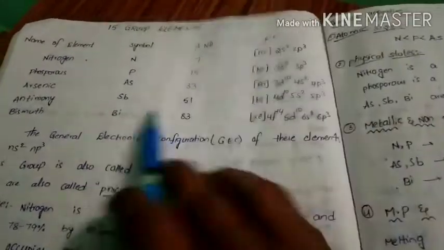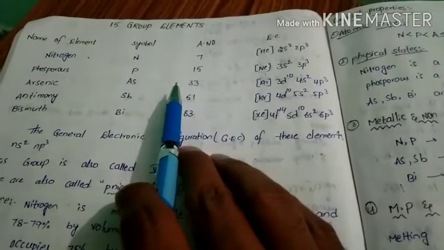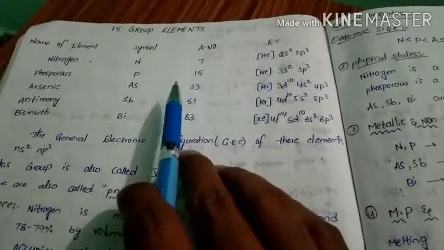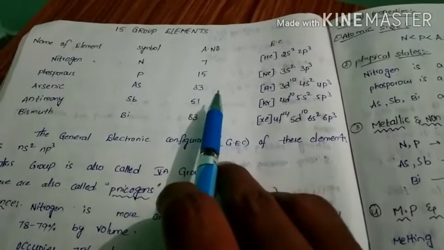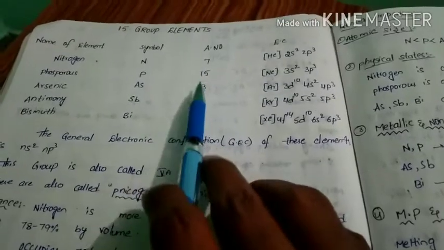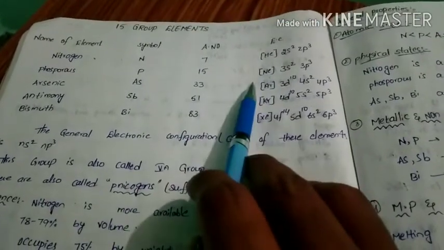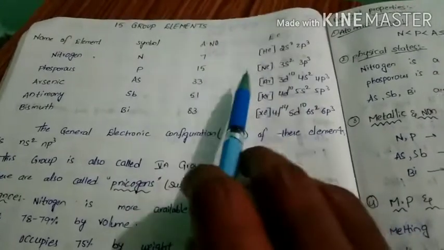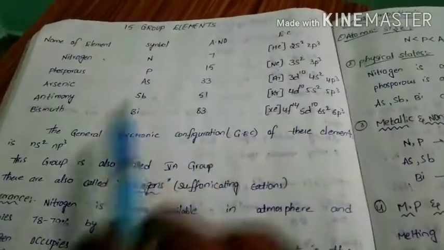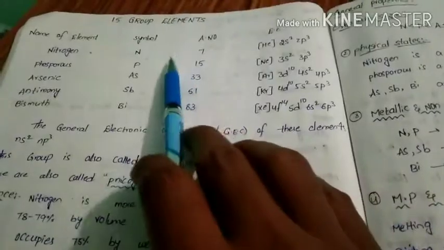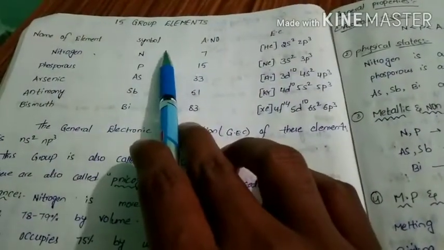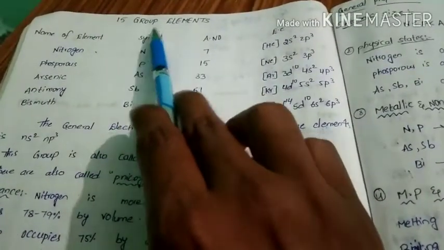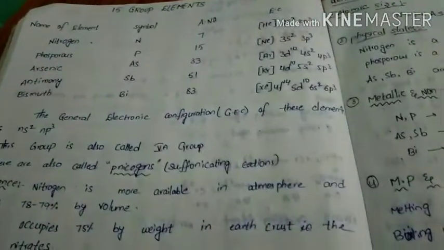Now the chapter name is P block elements. In P block elements, we have to complete the rest of the chapters. That is 15th group, 16th group, 17th group, 18th group. Then the groups part will be completed in inorganic chemistry. So the first chapter in P block elements in 12th class chemistry is 15 group elements.